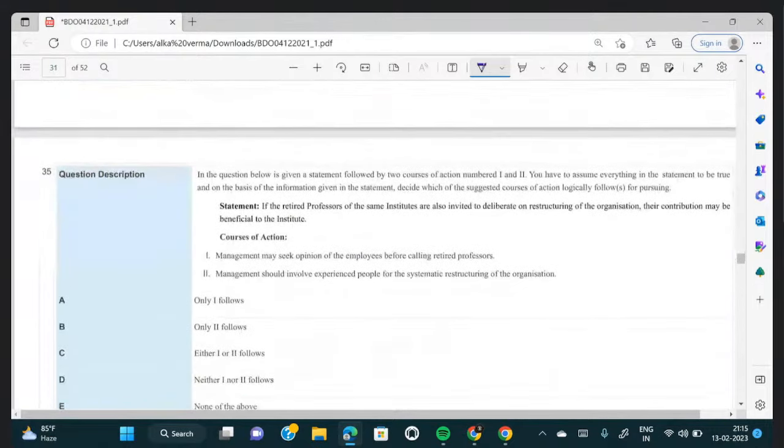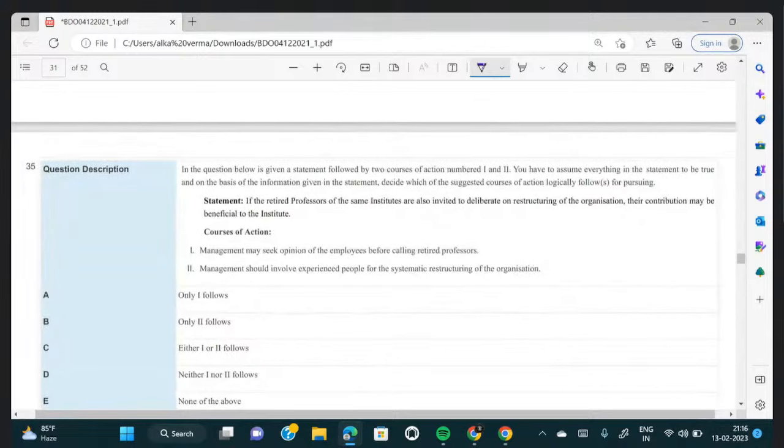Now, question number 35. Now, statement and action. Again, statement and action. If the retired professors of the same institute are also invited to deliberate on restructuring of the organization, their contribution may be beneficial to the institute. This is a statement given that a retired professor of the same institute is coming to help in the reconstruction of the organization. This might help the institute. Now, what action should be taken?